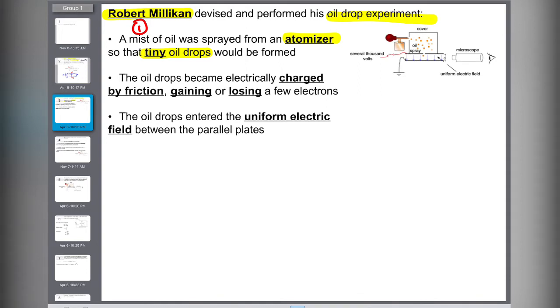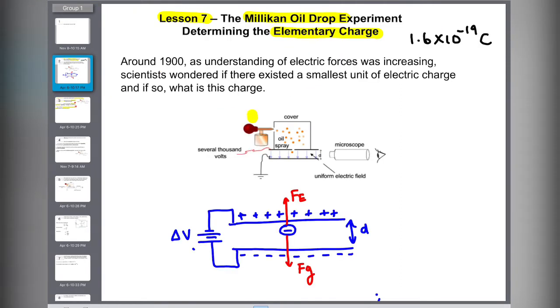Then they allow it to go through something called charge friction. So they charge it up by either gaining or losing a few electrons. So that's number two, they charge up the oil drop. The third thing is it goes through a uniform electric field, and that only happens between parallel plates. So let's go back to the picture. This is step one, the atomizer. Step two is they charge it up. Step three is having it go through the parallel plate, a uniform electric field.